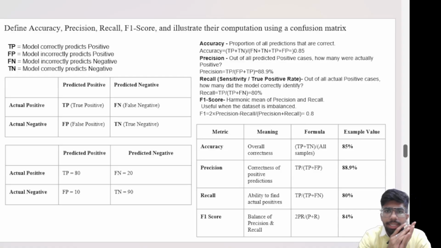So, summarizing this question: accuracy is the overall correctness, precision is how often positive predictions are correct, recall is the ability to find the actual positives, and F1-Score is the balance of precision and recall.